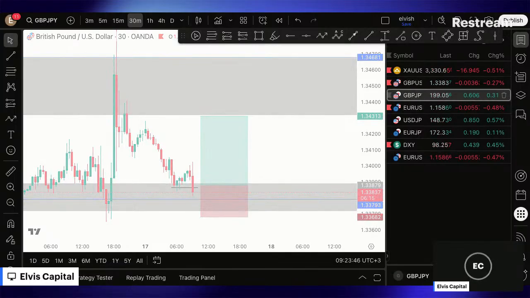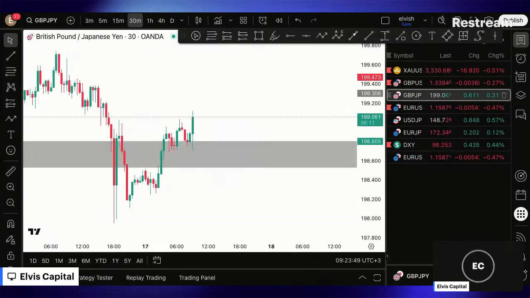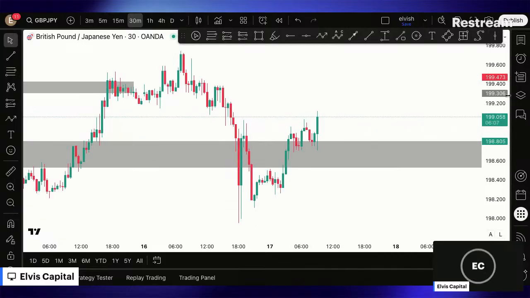So let's take GBP USD and see what are we having in GBP USD?